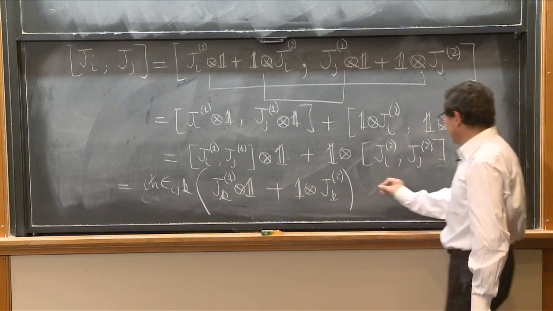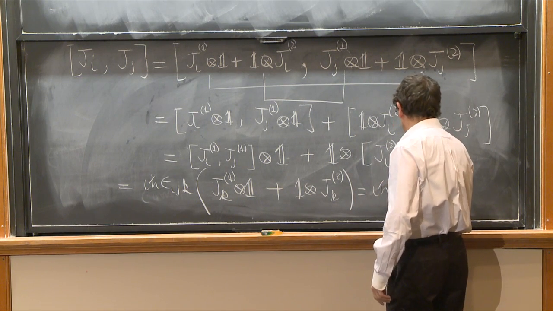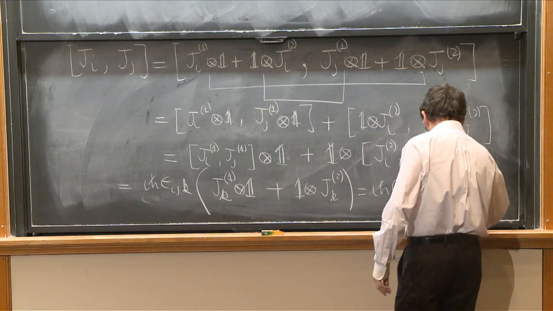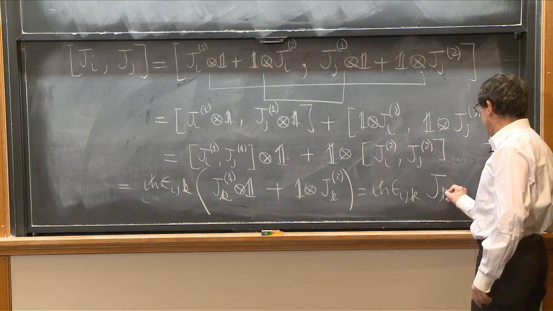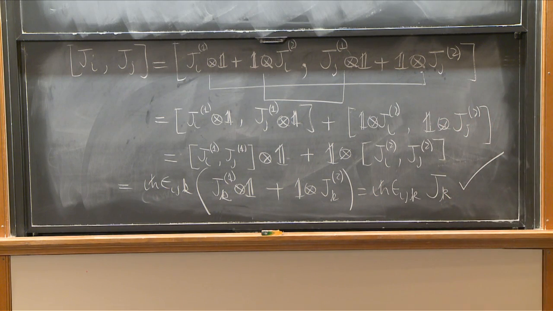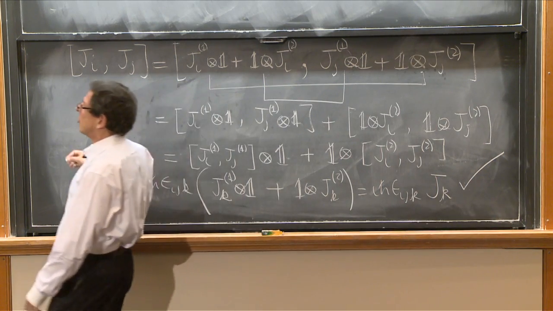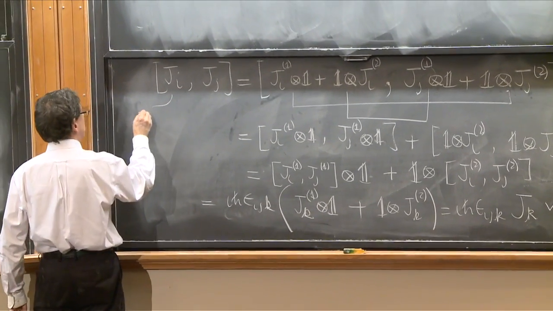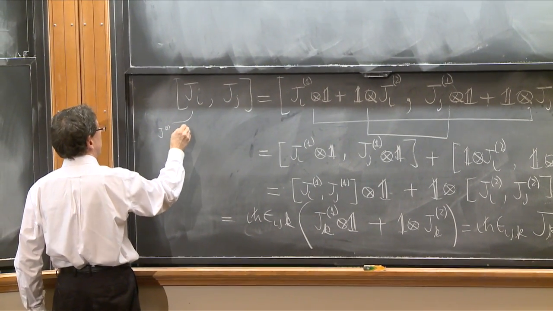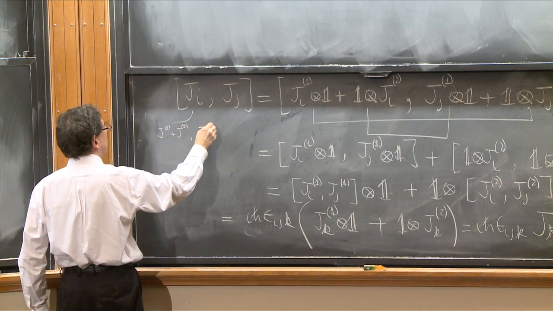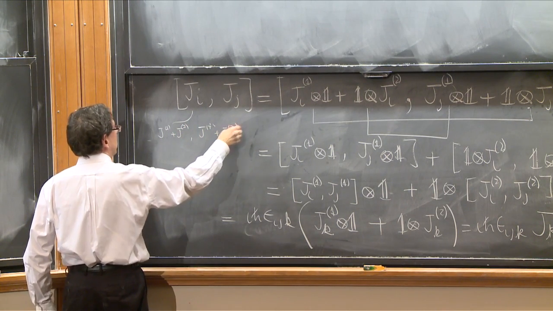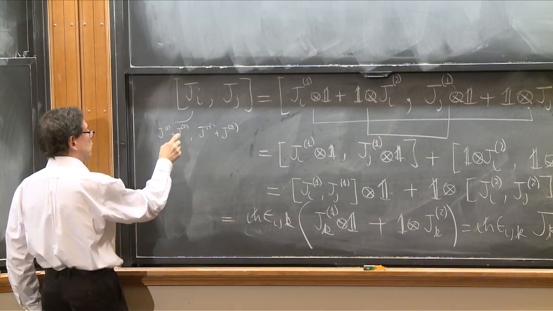And this thing is i h-bar epsilon ijk, the total angular momentum Jk. And you've shown the algebra works out. Now, most people, after a little practice, they just say, oh, Ji is J1 plus J2. J1 and J2 don't commute.